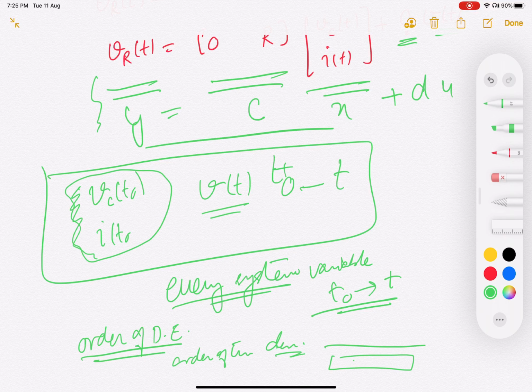So this was whatever I had to tell you about the state space representation. You'll have to do a couple more examples to understand how to apply this to more complicated circuits than this.